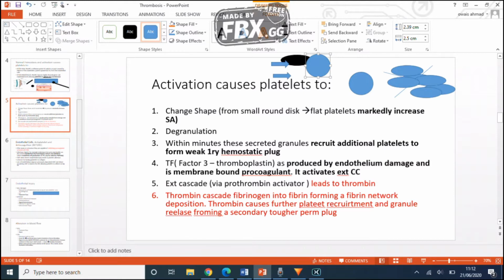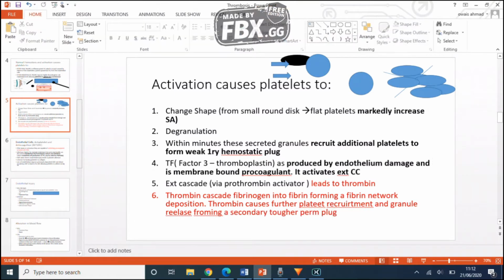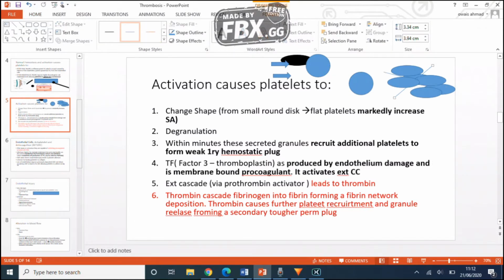And thrombin converts fibrinogen into fibrin to form a fibrin network. And then there's going to be release, and then secondary to that a permanent plug. Let me just review. Change shape: the platelet becomes flatter, and that means less surface area. Degranulation: you're releasing granules. That causes more platelets to adhere.